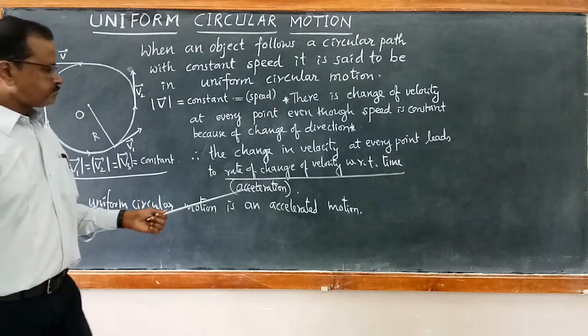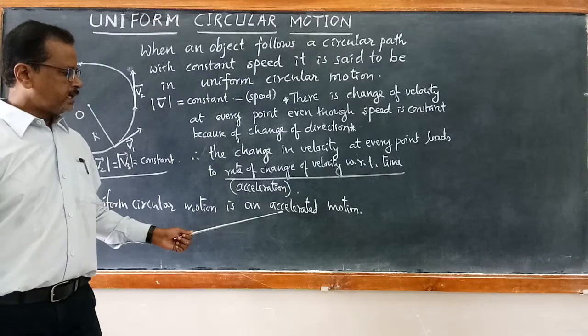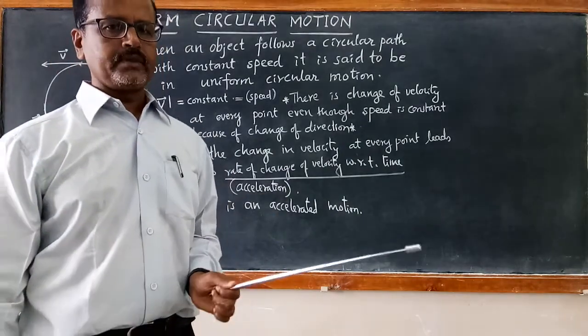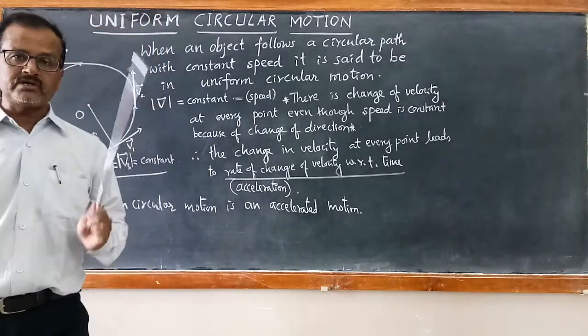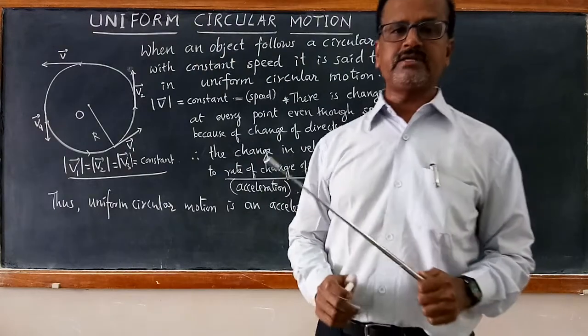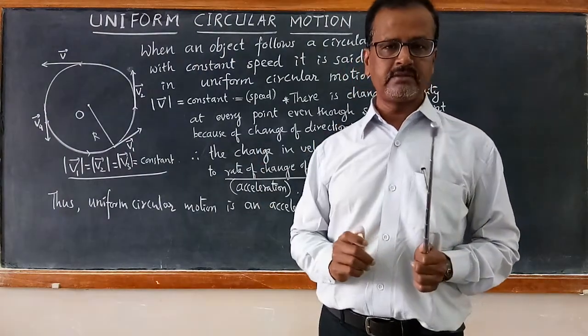Then, as velocity is a vector quantity, when you say that it is an accelerated motion, it is having acceleration. Then what should be the direction of acceleration? Then how to find out the magnitude of acceleration? What should be the direction of acceleration? That is the interesting point.